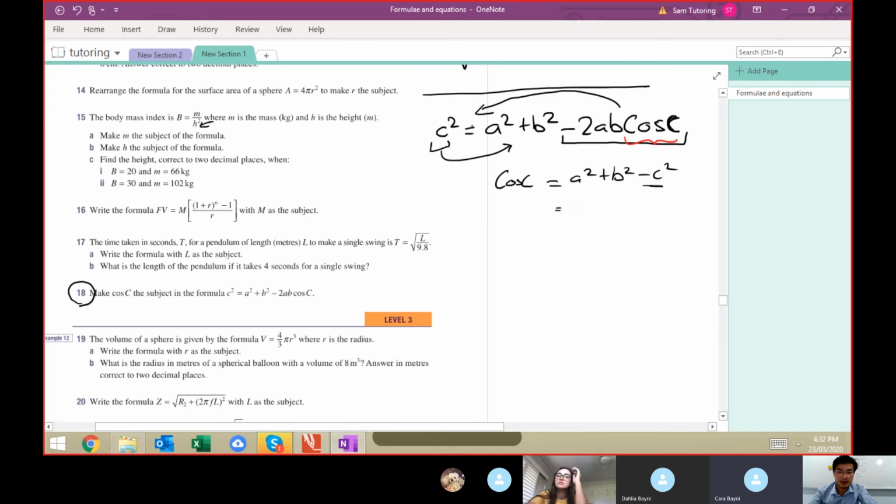Let me just rewrite that part there. What do we have? We have 2ab. Now we want cosine c by itself. What's this 2ab doing to cosine c? Yep, and we just have to divide the entire expression by 2ab. And that's it. That's the answer.